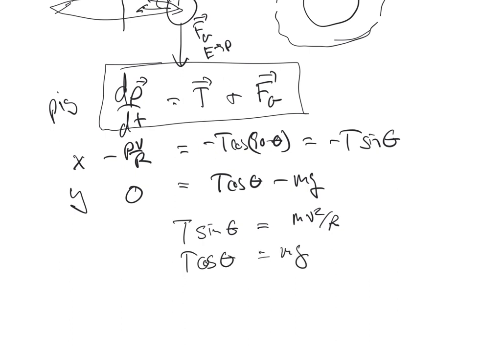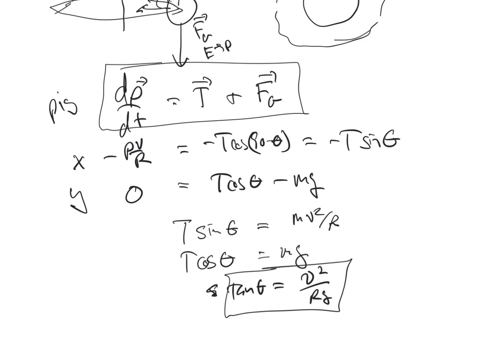And you'll notice if I take the ratio of these two equations, the T's cancel on the left. I get tan theta on the left. The m's cancel on the right. I get v squared over r g on the right. And so you can see that it's easy to relate the motion of the pig, the velocity of the pig, say, with the angle and the radius of the circle.